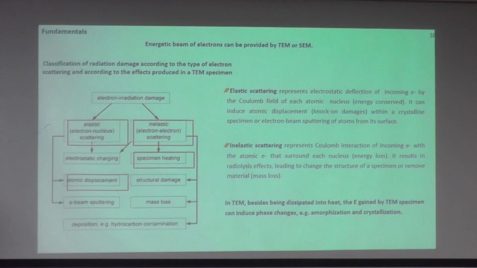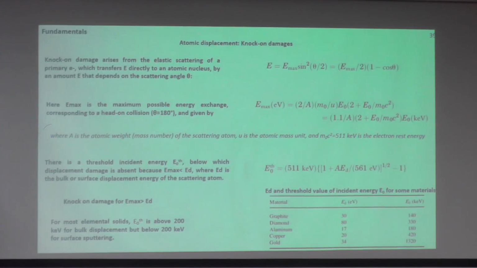So now let's look at atomic displacement. Atomic displacement is so-called knock-on damage in the material. Knock-on damage arises from elastic scattering of electrons, and the electrons transfer energy to the atomic nucleus.